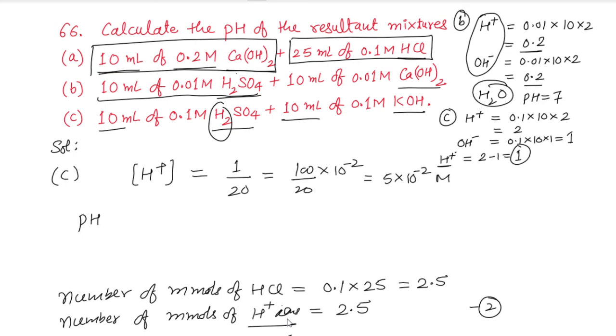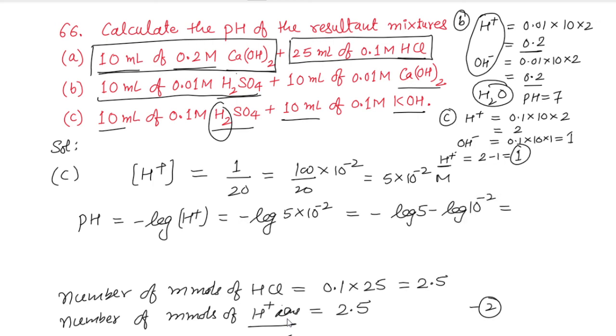So what is the pH? Negative log of the H plus ion concentration means negative log of 5 into 10 raised to minus 2. So minus log of 5 minus log of 10 raised to minus 2, that is 2 minus log 5. Log 5 is 0.699, so we can take it as 0.7. So it comes out to be 1.3. That's it. Very simple question, so do it.